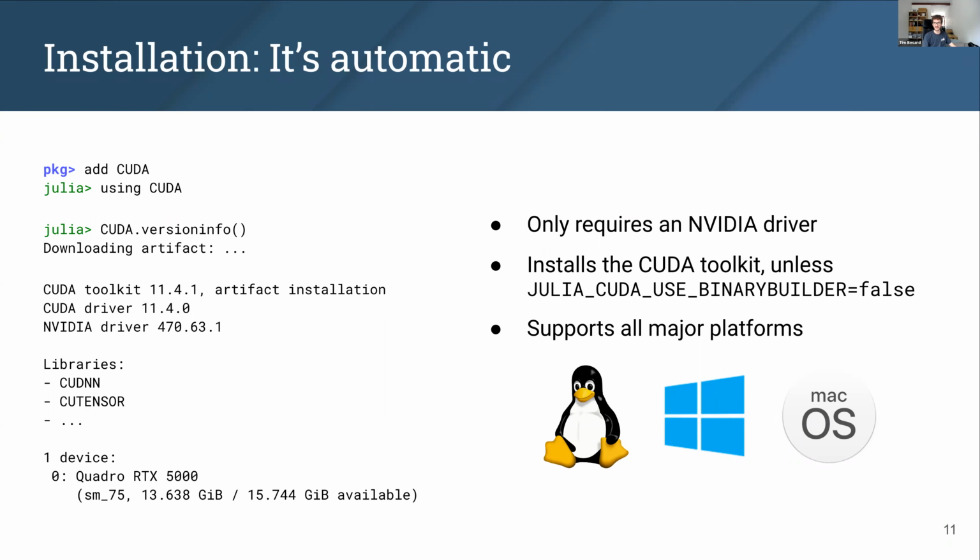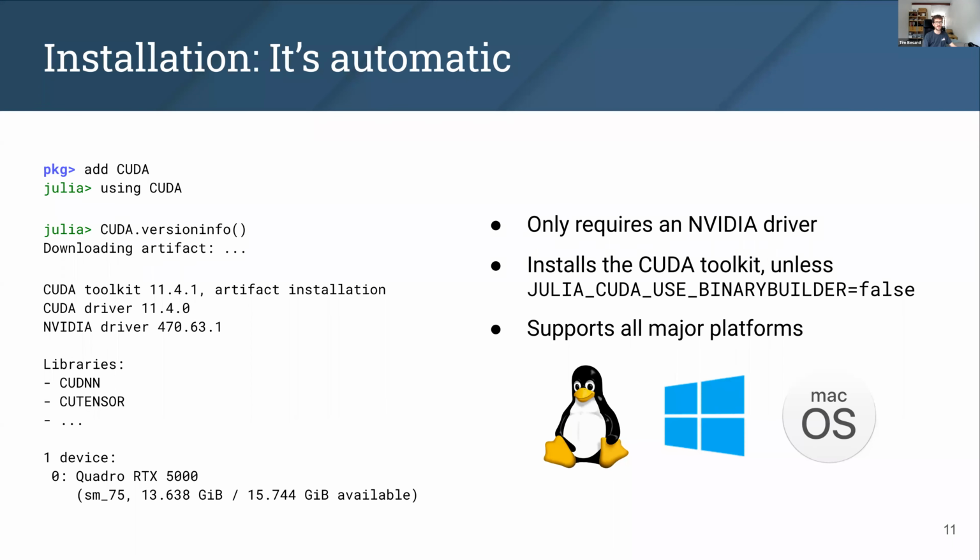And all of the other dependencies, such as the CUDA toolkit or the cuDNN library, or in this case also the cuTensor library to accelerate specific tensor operations, all of that is going to be downloaded automatically. You can see that happen with the downloading artifact line that's being printed there when we perform an initial operation. And in this case, I'm calling the versioninfo function, which is a convenient function to display some information about the detected setup.